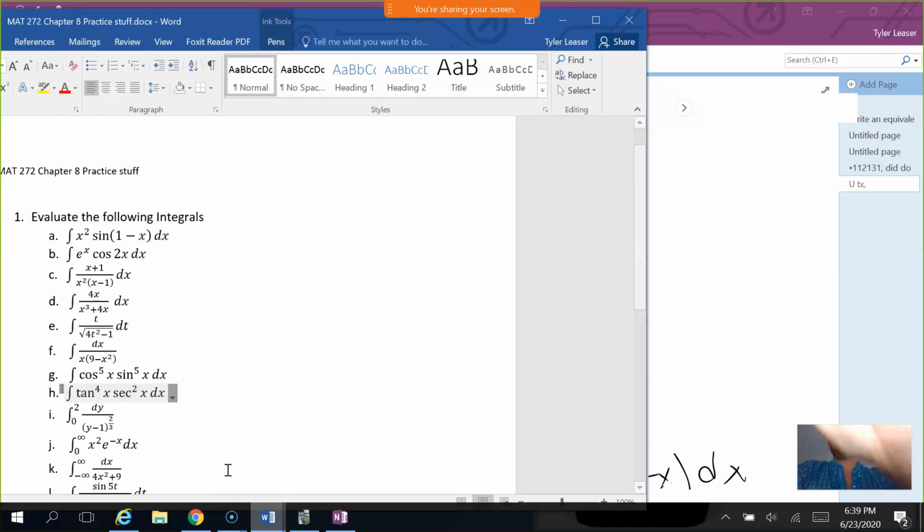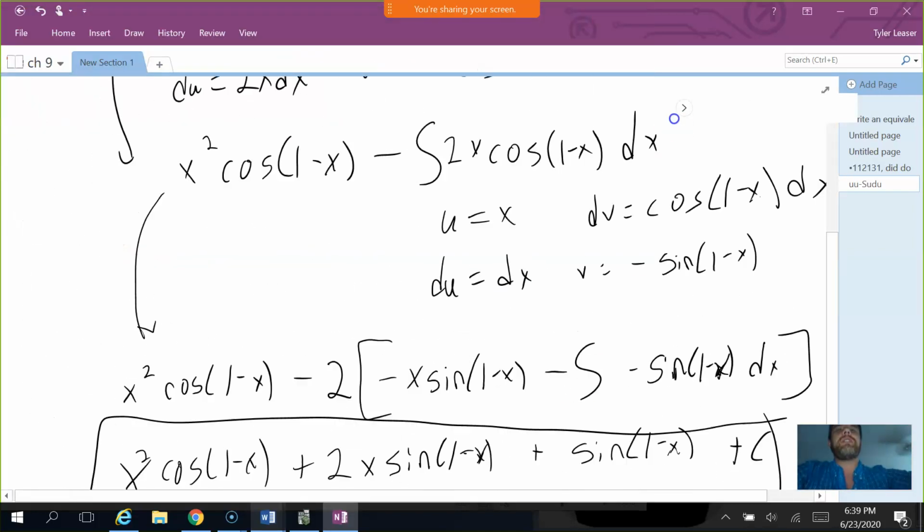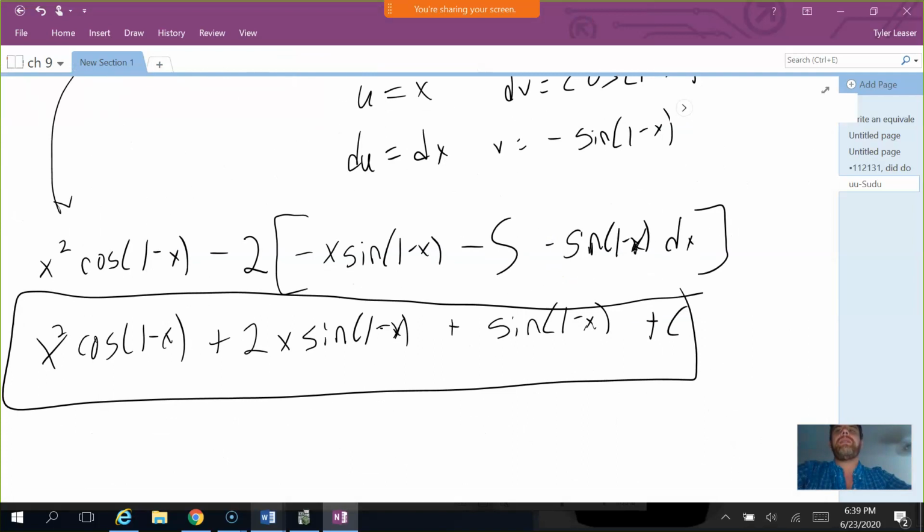All right, looking at the next one here, b. So e to the x cosine. Oh, what's that? Scroll to the bottom? Yeah. There you go. You're welcome.